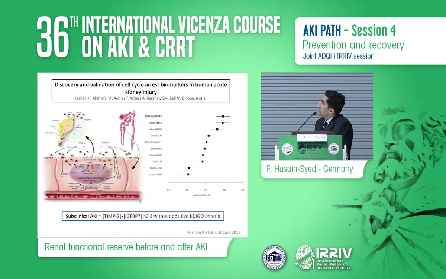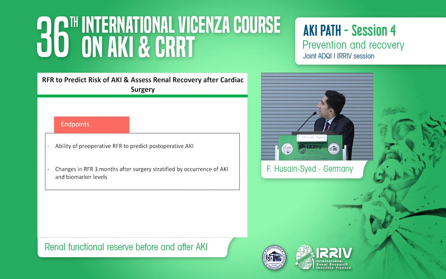And as biomarkers, we chose TIMP2-IGFBP7, since those are currently one of the most promising. They seem to be more sensitive to kidney injury than creatinine, and we defined subclinical AKI as biomarker levels above 0.3 without positive KDIGO criteria. And by doing this, you see the endpoints.